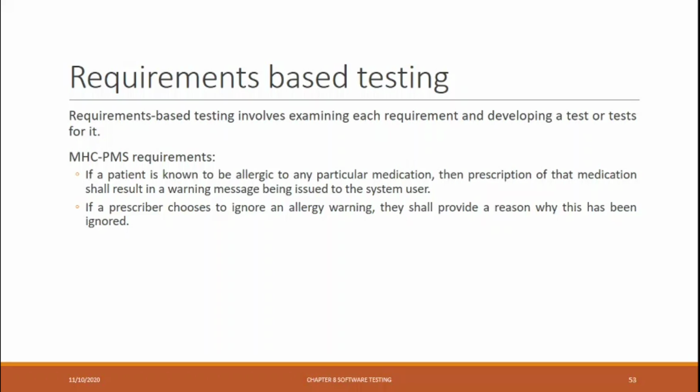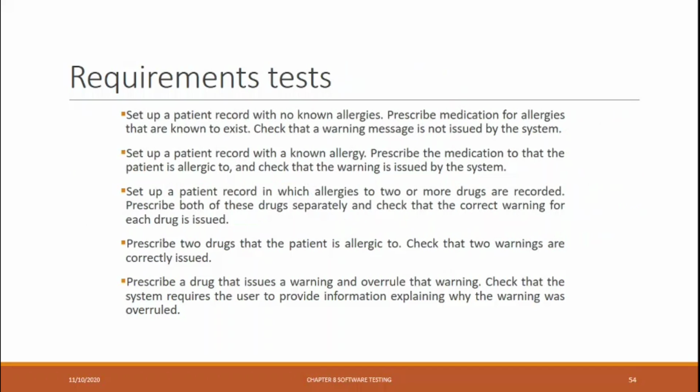If a prescriber chooses to ignore an allergy warning, they shall provide a reason why it has been ignored. So if the person is allergic to that particular medicine and the prescriber ignores the warning, they must provide a reason, and that data has to be entered in the system. This is one example of requirement based testing before releasing a product to the customer.